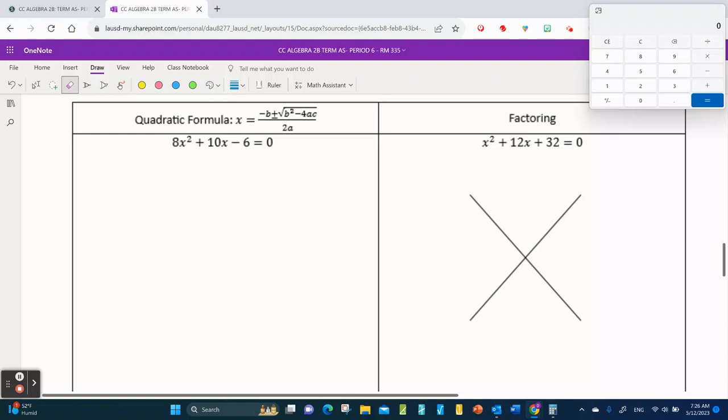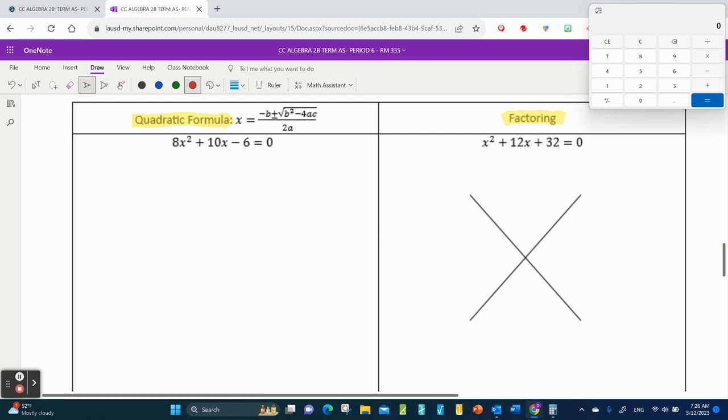Good morning. So today we're going to deal with the quadratic formula and factoring. I'm going to start with the quadratic formula here, and then once I'm done, I'll select the question for the factoring. All right. So I tend to write down the formula first. It makes it easier for me in terms of just being able to plan out where everything goes.